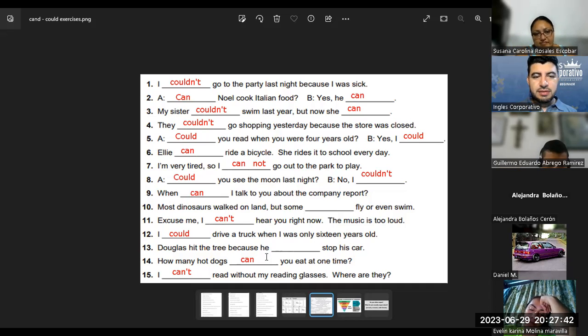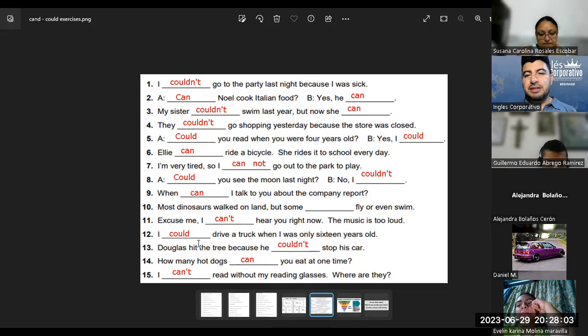Maritza, could you help me with number 13? Douglas hit the tree because he can. Casi. Douglas golpeó el árbol porque él no pudo detener el carro. Okay, thank you. And 10.